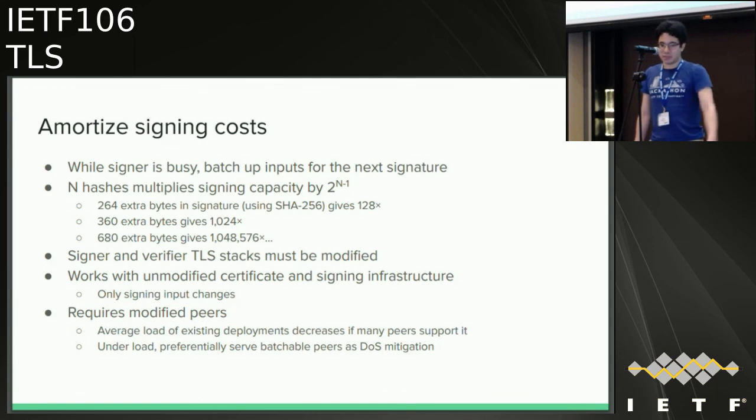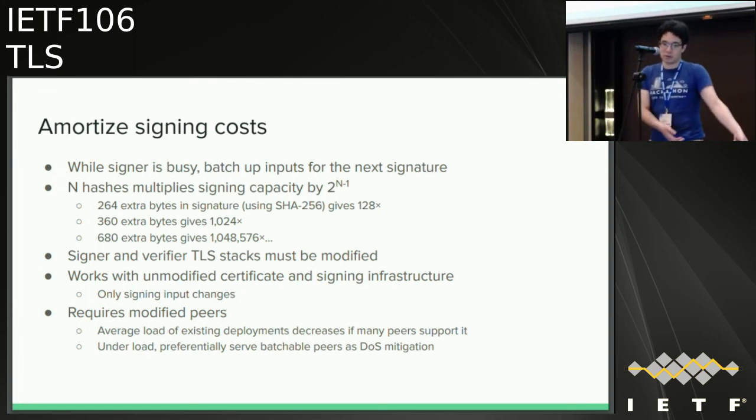The TLS implementations need to be modified, but you can use the same certificate. You can use the same signing RPC or whatever, because the only thing that changes as far as the signing machine is concerned is the input. We do require modified peers, and so presumably if you have a new deployment, you could say just require this and then you don't care about the legacy case.